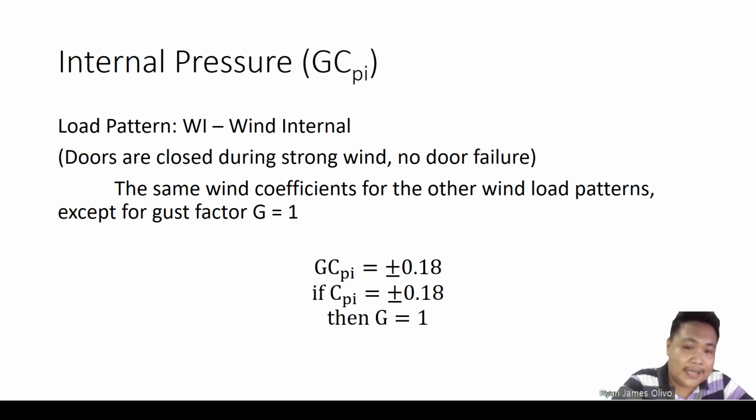So this G is not the same as the gust factor in the previous slide, in the table earlier. This is the G in GCpi. We just need to separate G here since the only thing that ETABS needs in inputting is just the Cp. So I hope you understand. This gust factor is different from the gust factor earlier. It's just a coincidence that our gust factor in the previous slide is the same as G here. It's also a gust factor for Cpi.